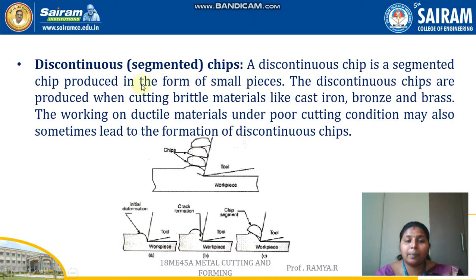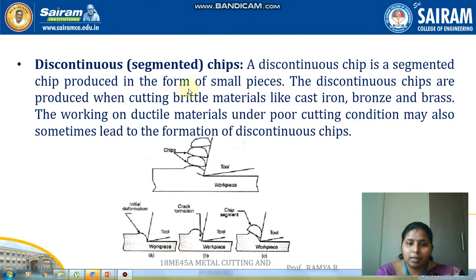The second one is discontinuous chip. A discontinuous chip is a segmented chip produced in the form of small pieces. This type of chip is obtained in brittle materials like cast iron, bronze and brass. The working of ductile materials under poor cutting conditions may also result in discontinuous chips. This image shows a discontinuous or segmented chip, where there are many segments in a chip. There is no complete helical shaped chip formation.